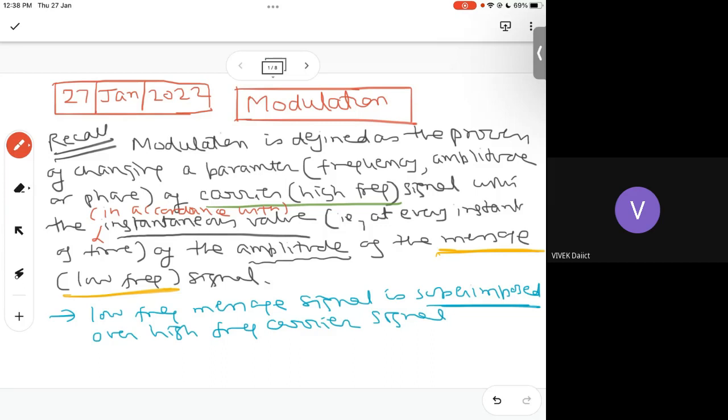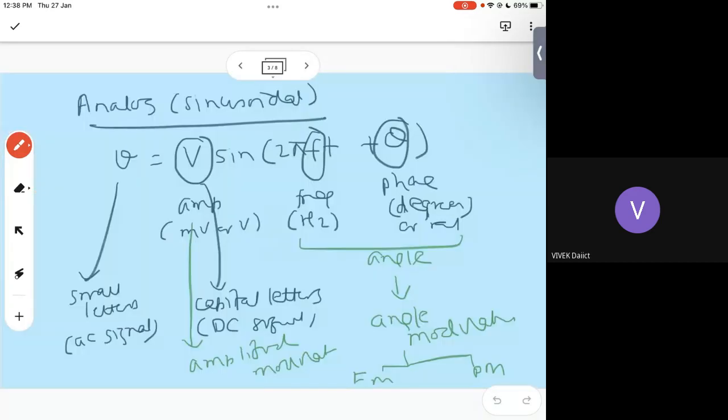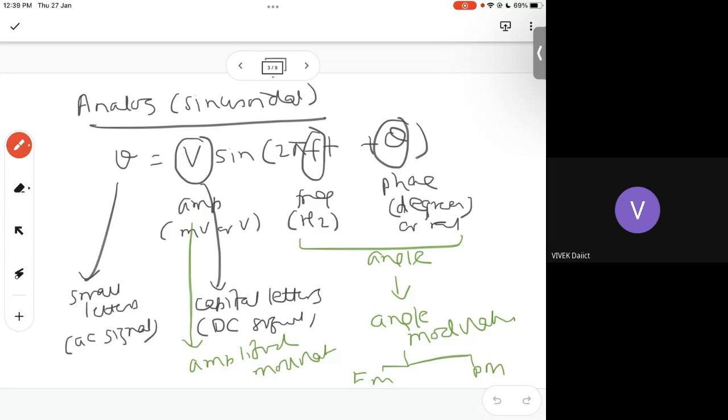Or instantaneous value. That means where the amplitude of the message signal is high, the corresponding parameter, either frequency, amplitude or phase, will be high. And that gives rise to the modulation. Then we discussed the types of modulation, either analog, pulse or digital, but we'll restrict ourselves to the analog part.